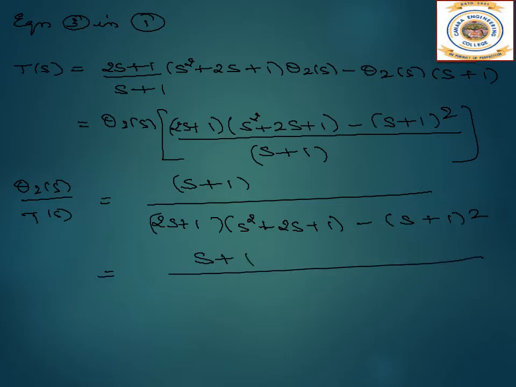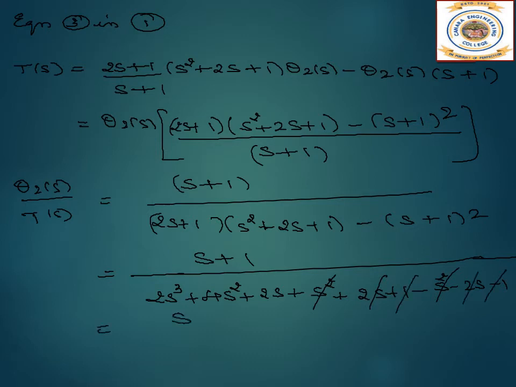So this we get as 2S cube plus 4S square plus 2S plus S square plus 2S plus 1 minus S square minus 2S minus 1. So S square cancels, 2S cancels, 1 and 1 cancels. So what will remain over here is S plus 1 divided by 2S cube plus 4S square plus 2S. Further we can simplify this.